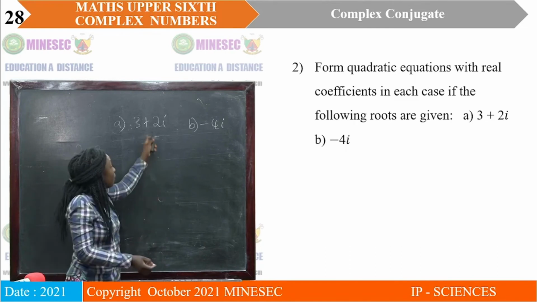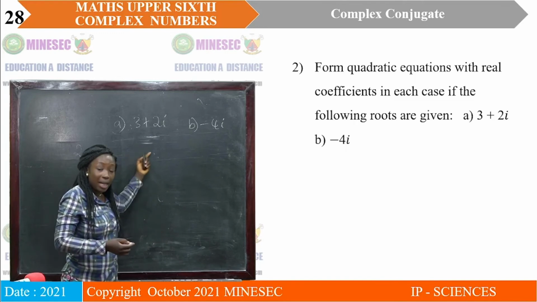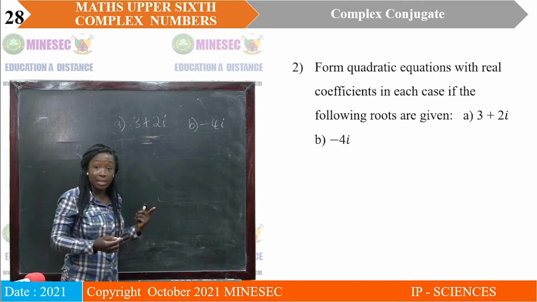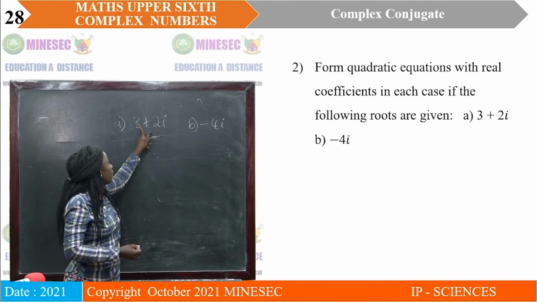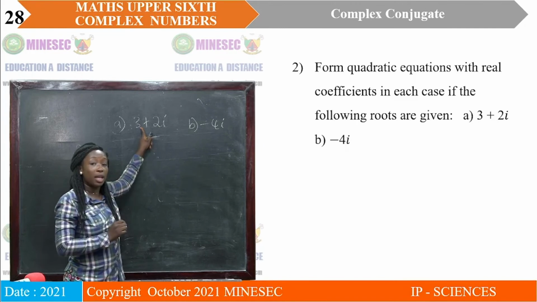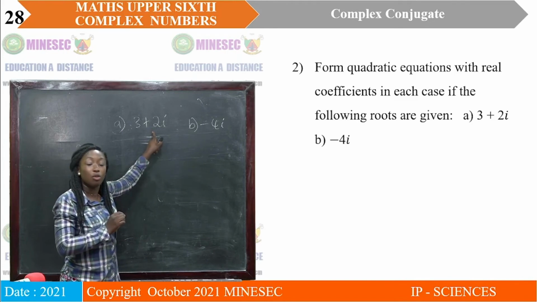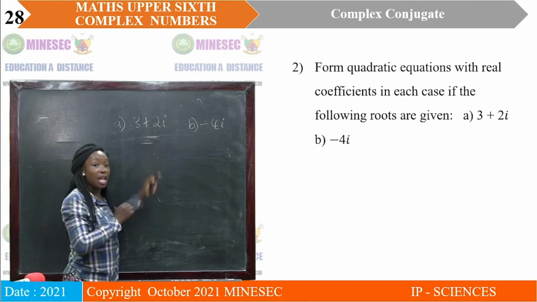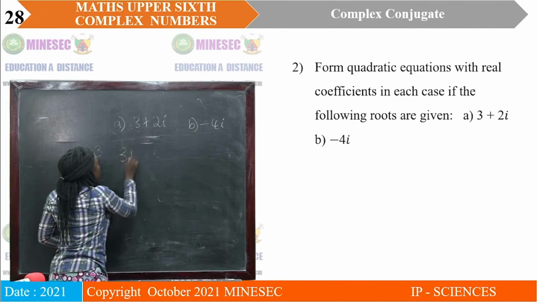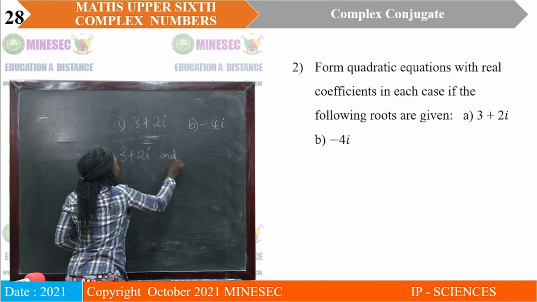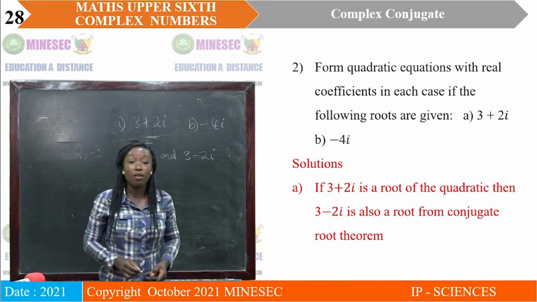But now we have been given just one root and we need to look for the quadratic equation. But we need two roots, right? And in our review, we saw that given a complex number as a root of a quadratic equation, its conjugate will also be another root of that quadratic equation. And so that idea will help us a lot: 3 plus 2i and 3 minus 2i will be the roots of the quadratic equation we are looking for.